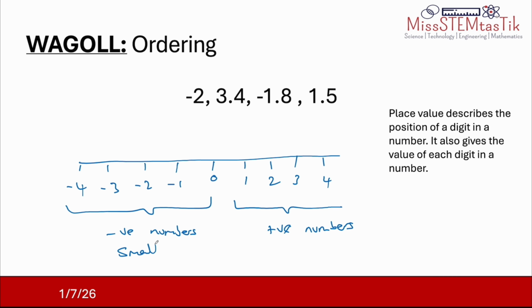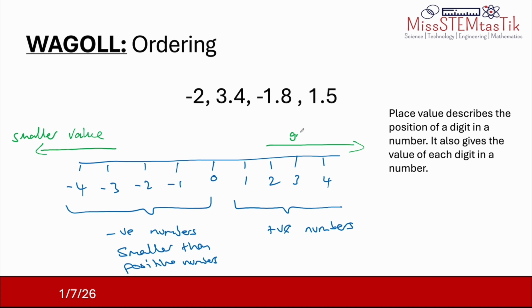So whenever I'm ordering the numbers in ascending order, I know that the negative numbers will come first and then the positive numbers. And if I was ordering these numbers in descending order, I will then place the positive numbers first and then the negative numbers. And the further you travel towards the left, away from 0, the smaller the value of the number. And when you travel from 0 to the right, the further you travel away from 0, the greater the value of the number.